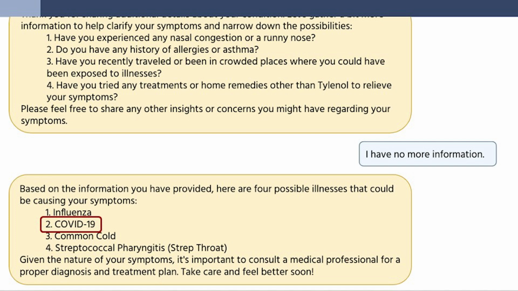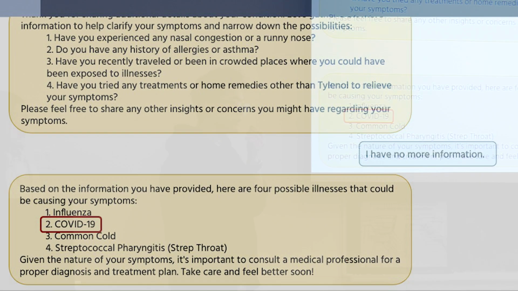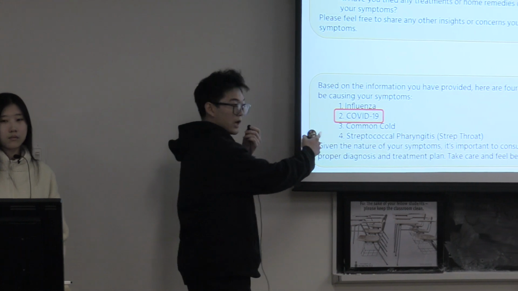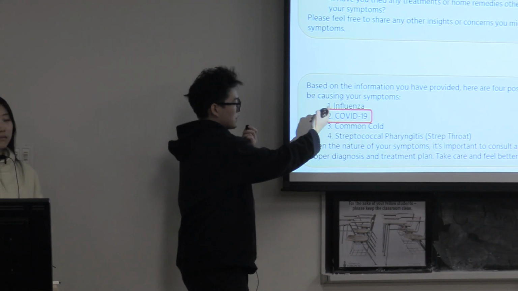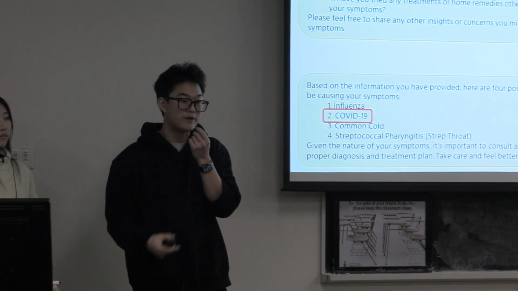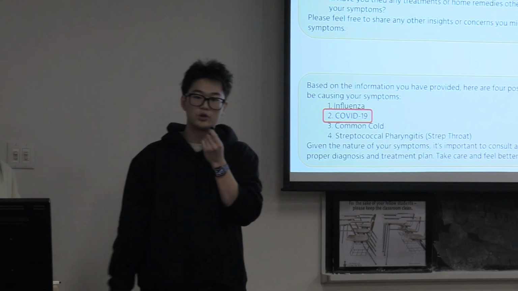I answer that as well. Finally, I feel I have already provided enough information, so I stop this conversation by telling the system I have no more information. And in the end, the system provided me 4 possible illnesses, and in this case, it has successfully identified COVID-19, which ranked number 2. Actually the top one, influenza, and COVID-19 are both viral infections, so we do think our model did a really good job.